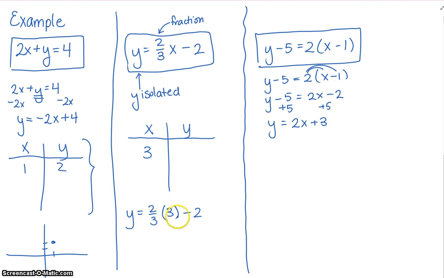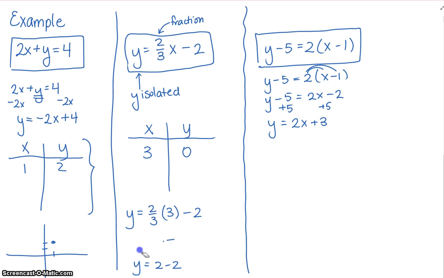Now remember, when you're working with fractions, that's the same thing as saying 2 over 3 times 3 over 1. Numerator multiplies with numerator, denominator multiplies with denominator, and we can also cross reduce. So then, as a result, we get 2 minus 2, so we get 0.